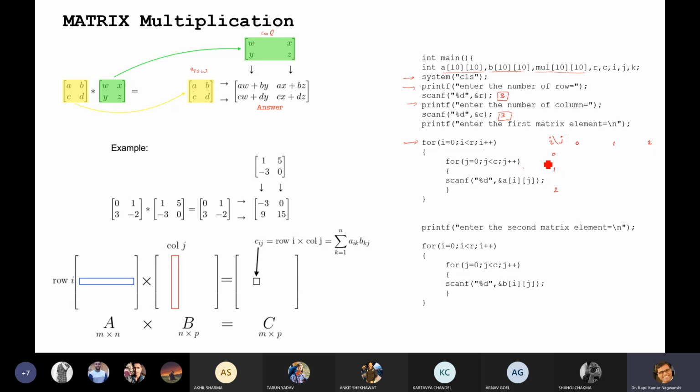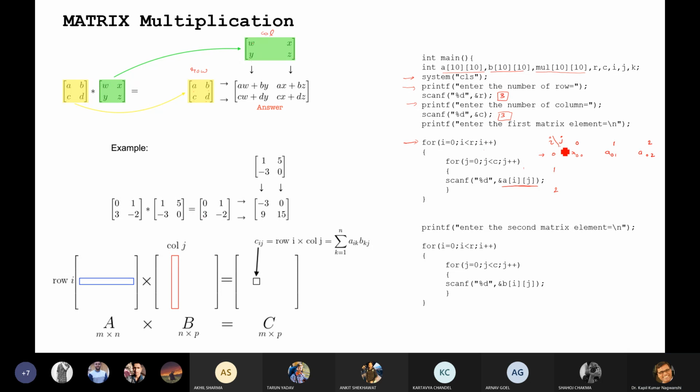Now for this first for loop, what it is going to scan is a[i][j]. So i is 0, j is 0. I'm not writing square brackets because of limited space. Now a01 will be scanned and then a02 will be scanned. After that, this loop is completed for j.